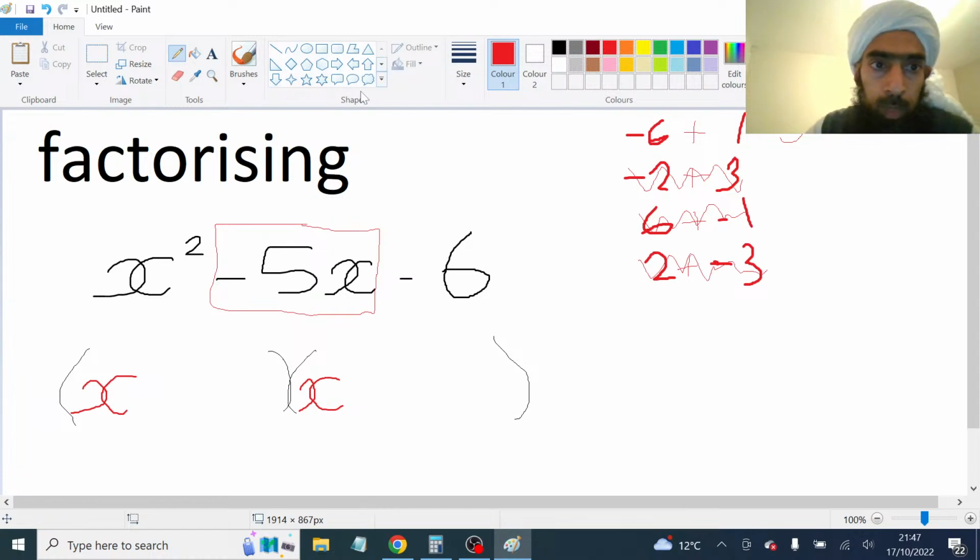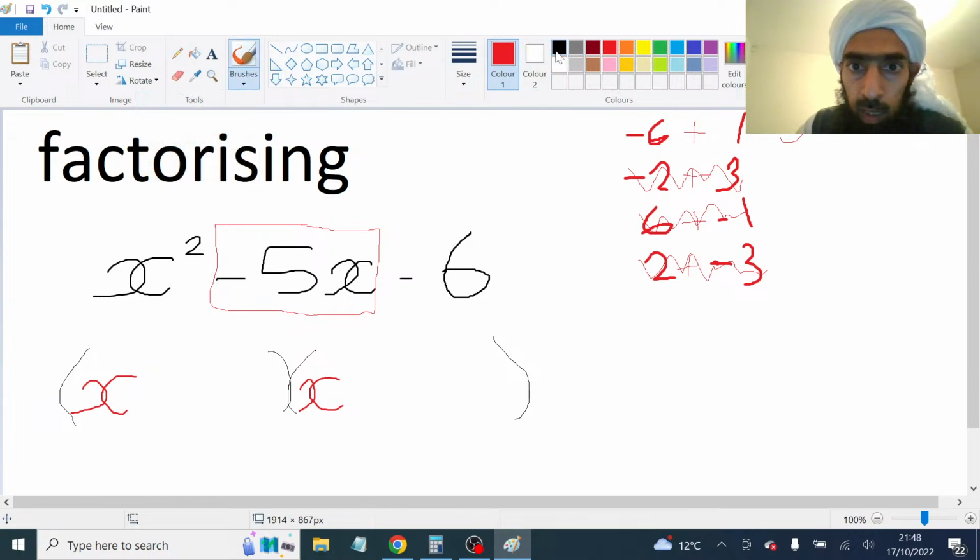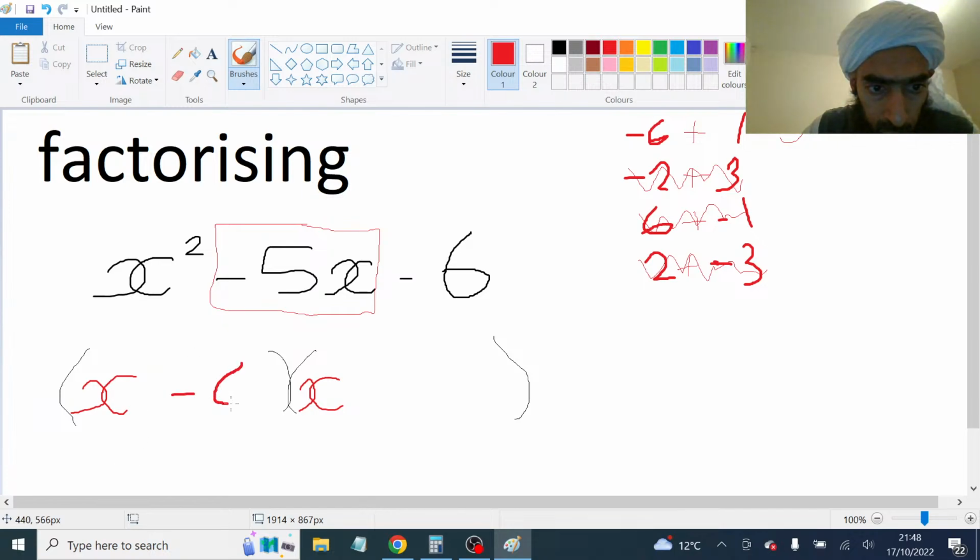So there will be only one pair, but just to make it easy for you to see what's going on, I went through the other pairs. In reality, as soon as you find one pair gives you the answer, then you can stop there. So in this case, minus 6 and positive 1. So we can put those two in the brackets here, minus 6 and positive 1.